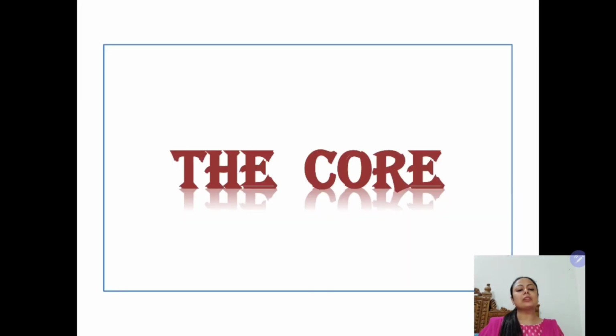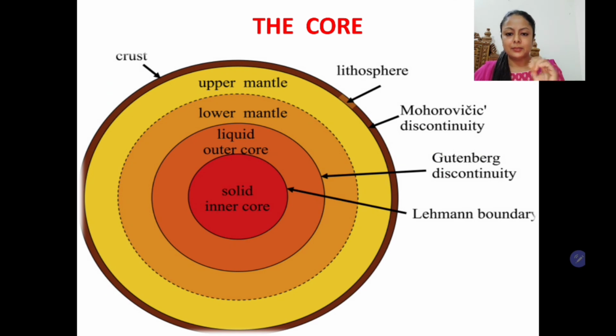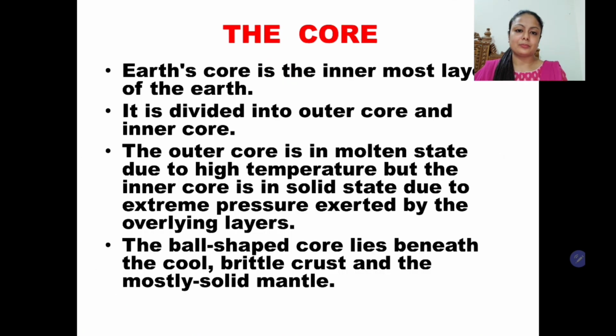Now students, we come to the third and the innermost layer of the earth, that is the core. Let's proceed. Look at the diagram. Core is divided into two, outer core and inner core. Outer core is in molten state, whereas inner core is in solid state. The reason: the inner core experiences immense pressure from the overlying layers. And that's why the inner core is in solid state.